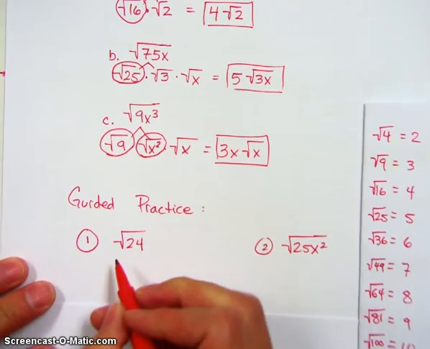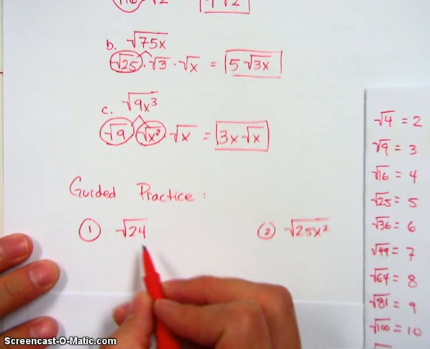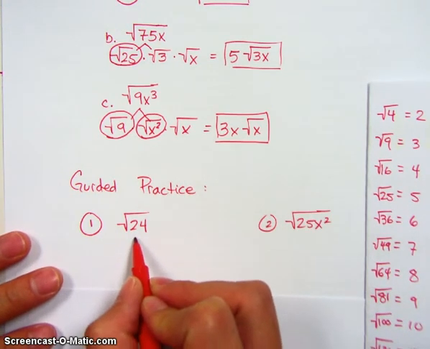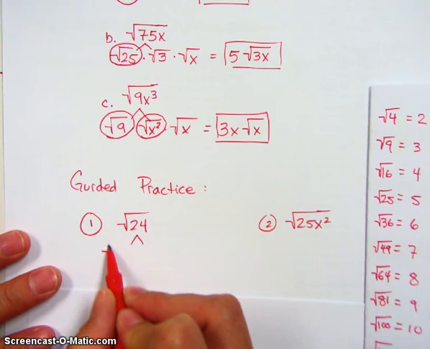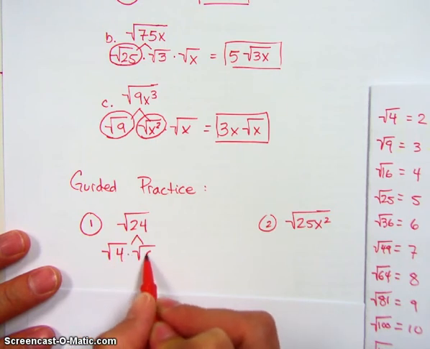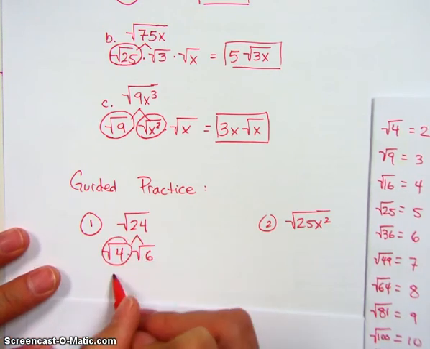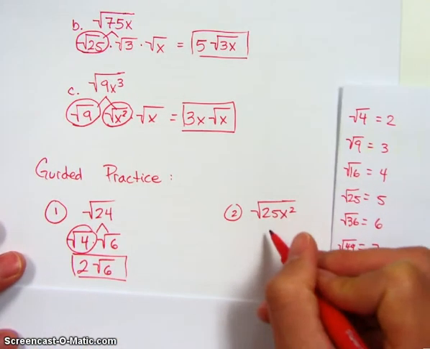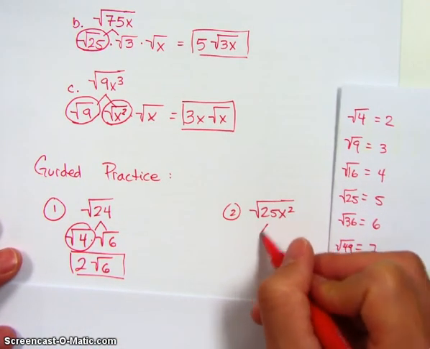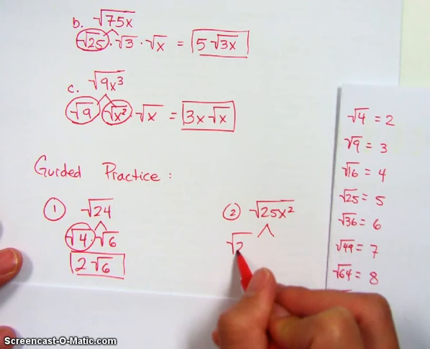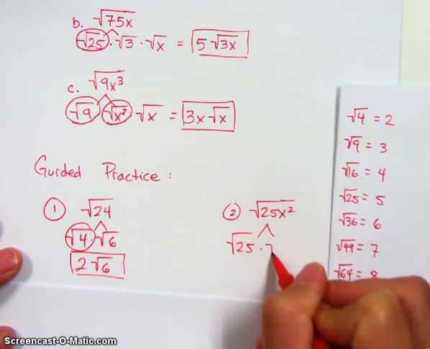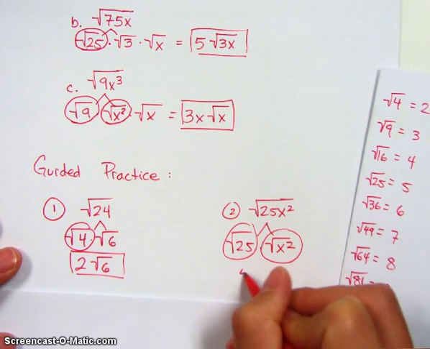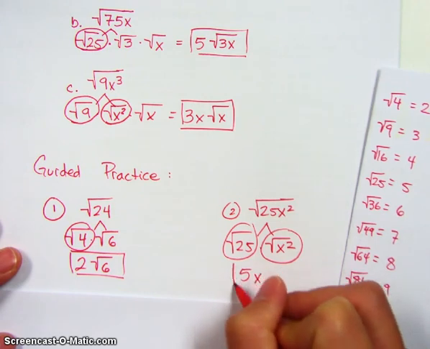All right, if you're back, I just want to do this quickly because we're hitting the 3-minute mark here. So let's see. 24. Well, I can see this as 4 times 6. 4 is my perfect square, so I get 2 radical 6. Done. Over here, I wonder, well, 25 is a perfect square, and so is x squared. Both of them happen to be perfect squares, so my answer, 5x. Done.